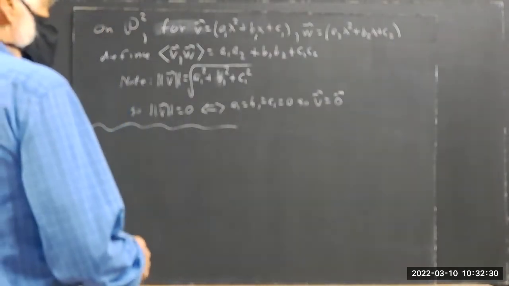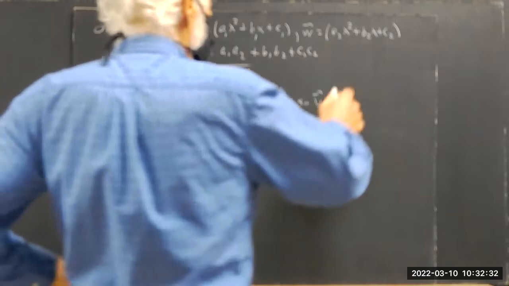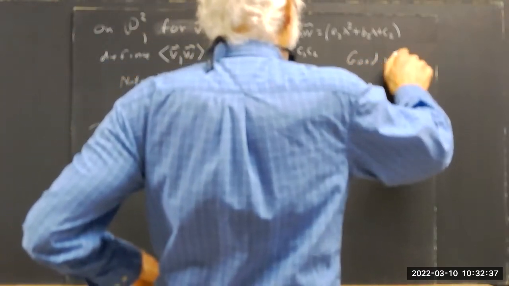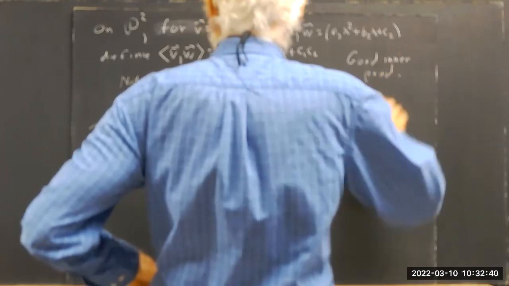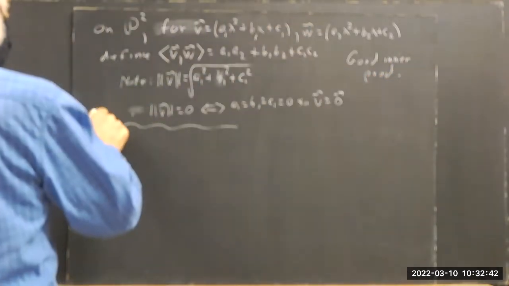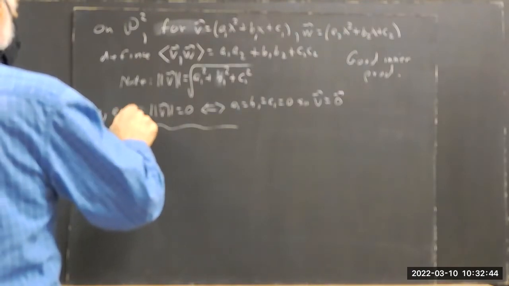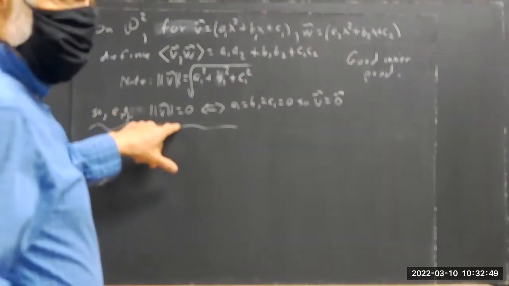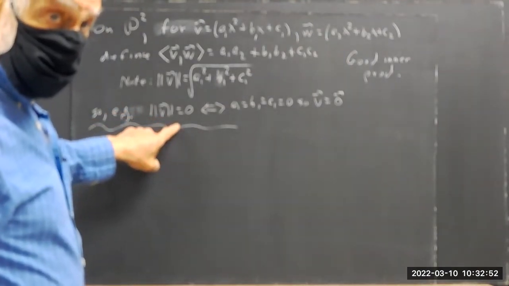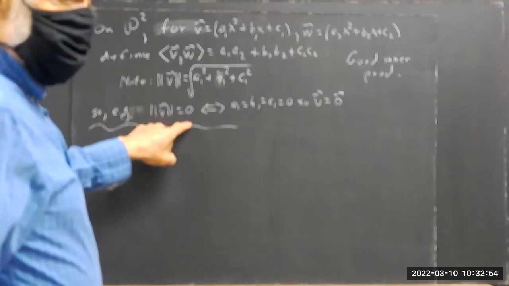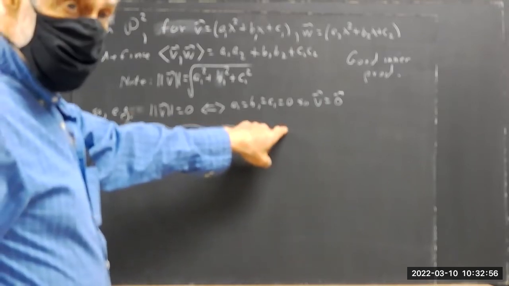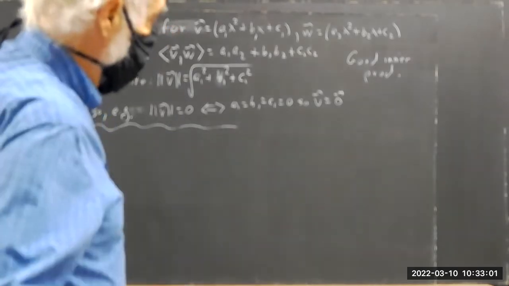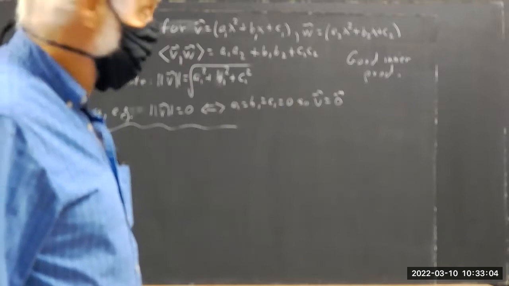Okay, so this is a good inner product. I've proven it. So, for example, it's a positive definite property. I didn't write that down, but there's one of your properties. We just proved it. The other properties are very easy to prove.